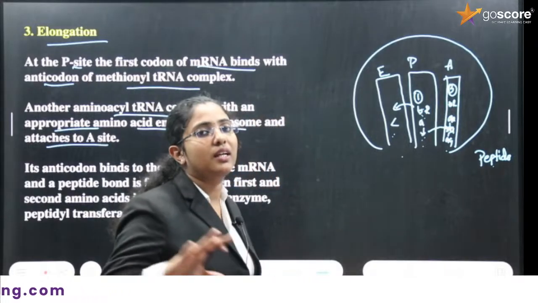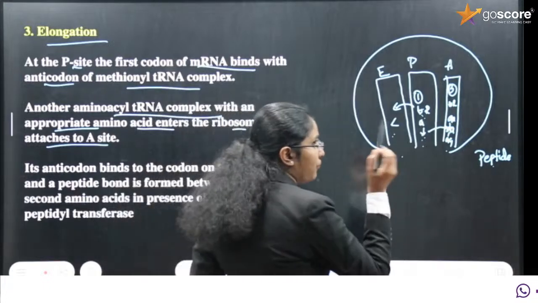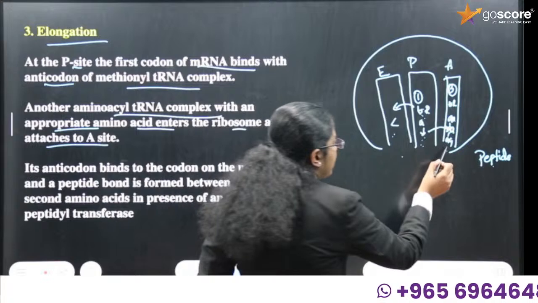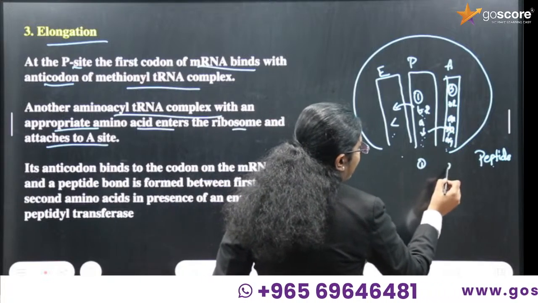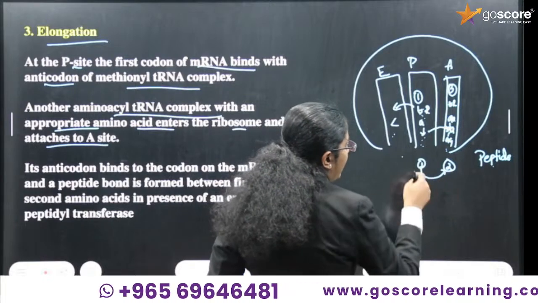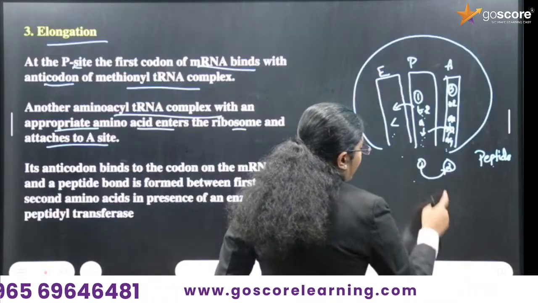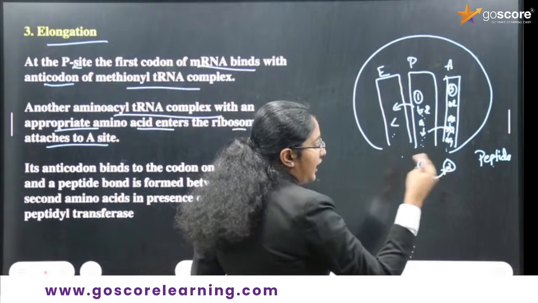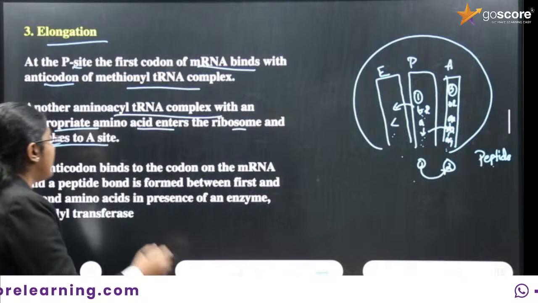This process continues. Every time, think: the first tRNA will be coming to this side, the second to this side, then it gets a connection with the second one, then the first one leaves. The tRNA leaves, again a new tRNA comes and the process continues. That is happening here.